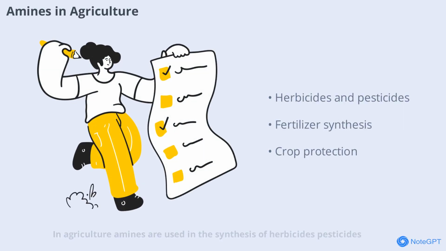In agriculture, amines are used in the synthesis of herbicides, pesticides, and fertilizers. Their ability to interact with biological molecules makes them effective in protecting crops and enhancing growth, contributing to food security worldwide.